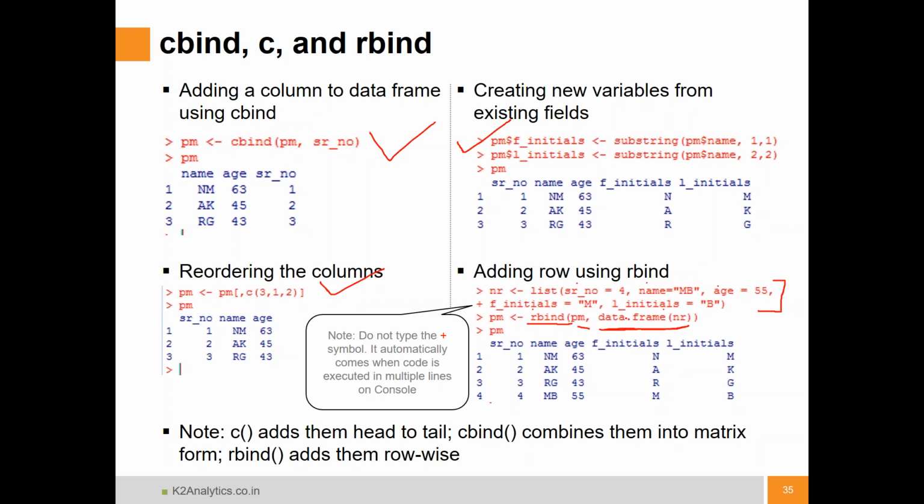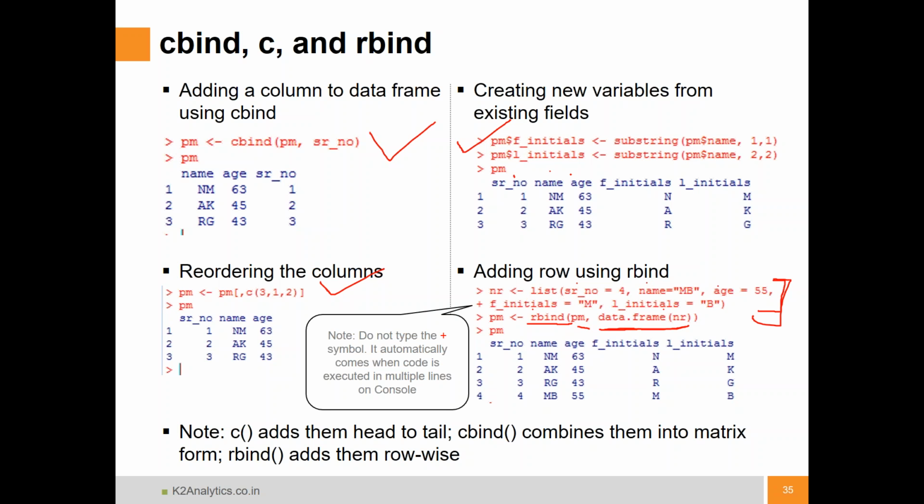Typically we use the word append, and rbind means row bind. The column structure is the same, the column names are the same, you're just putting one below the other. So here, what I'm doing is I'm creating this record. If you see, the column names are the same: serial number, name, age, F initials, L initials. This is what I have in PM.